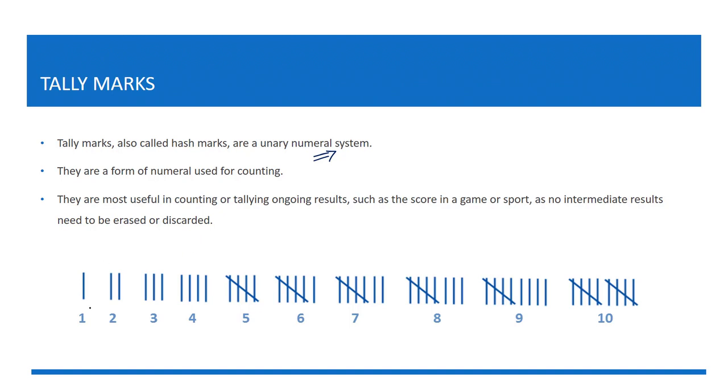The representation of tally marks will be like this. 1 can be represented like this; 2, 3, 4, 5 you should represent like this, and 10 you are going to represent in this way.